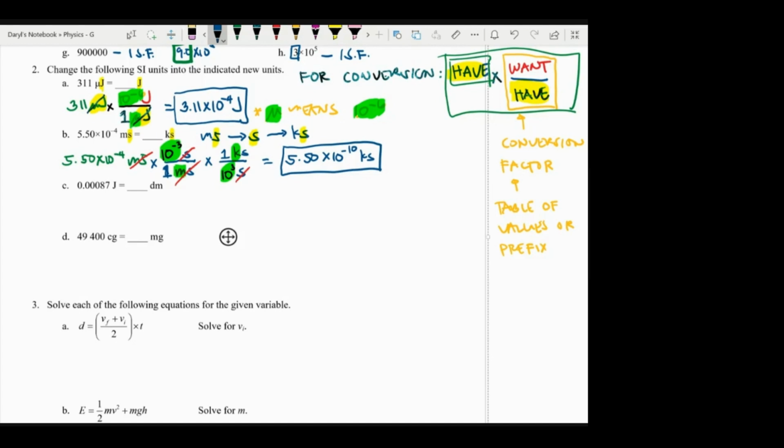You're not changing the numerical part here, still 550. And take note to have the same number of sig figs, should be 5.50. You will not change it to 5.5, disregarding the 0. It should be the same, 5.50. Just like in the previous one, you have 3.11. Well, 311 has 3 sig figs also. So the final answer should also have 3 sig figs.